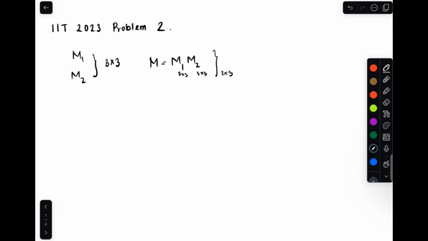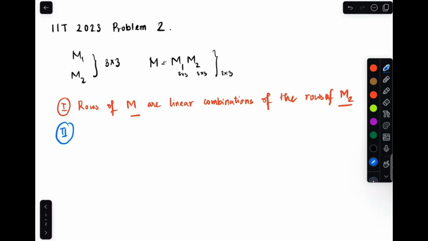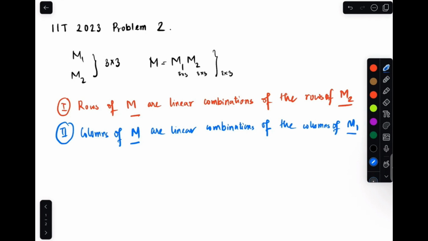For this matrix, two statements are being provided. Number one, it is said that the rows of M are linear combinations of the rows of M2. And the second statement is that the columns of M are linear combinations of the columns of M1. So these are the two statements given regarding this problem. Now, naturally, there are four options, because understand this is another kind of question. There are two statements, and both of them have two options, either true or false.